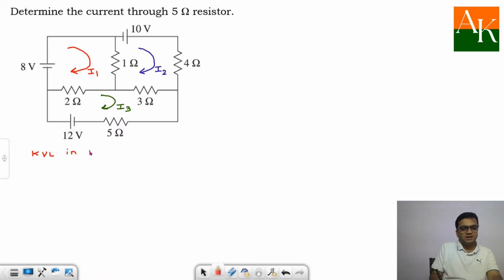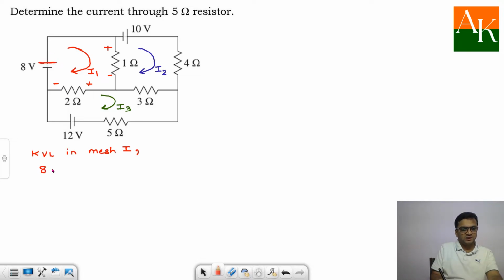So KVL in mesh 1. But before applying KVL in mesh 1, you need to assign the signs for the voltages. When you are traveling this loop in a clockwise manner, you are giving preference to I1. So I1 enters over here, so positive over here and negative over here, positive over here and negative over here. Now I am applying KVL and I will write down the leaving sign for the voltages. So here this is plus 8.